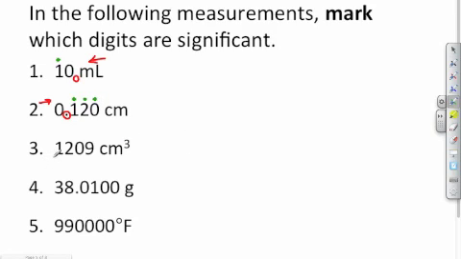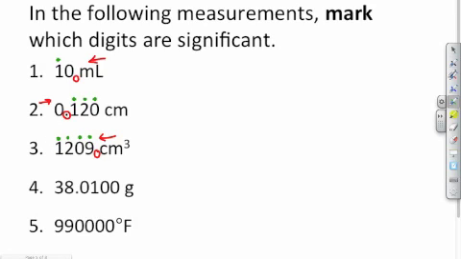Alright, let's move down here to example number 3. Example number 3, we got 1,209 cubic centimeters. Okay, once again, check and see, is a decimal there? We notice that a decimal is absent from this number, so we're going to start on the Atlantic side, and we're going to move towards the left. Again, we're looking for the first non-zero digit. That would be this 9 right off the bat. This 9 and any other digit that comes after it is significant.